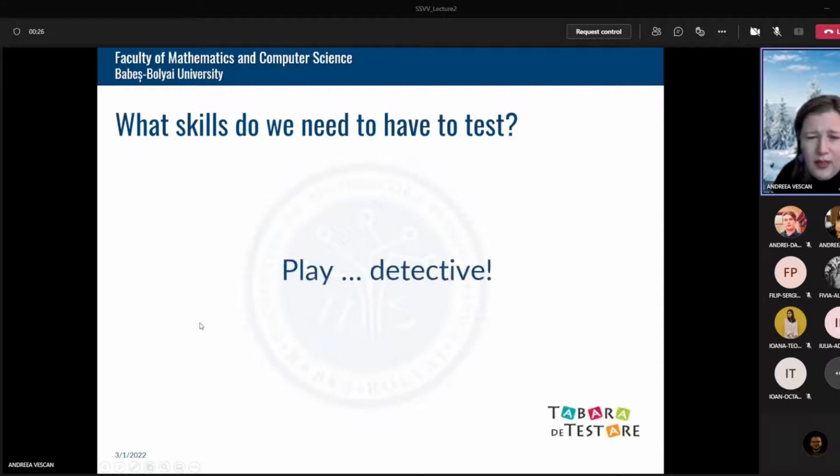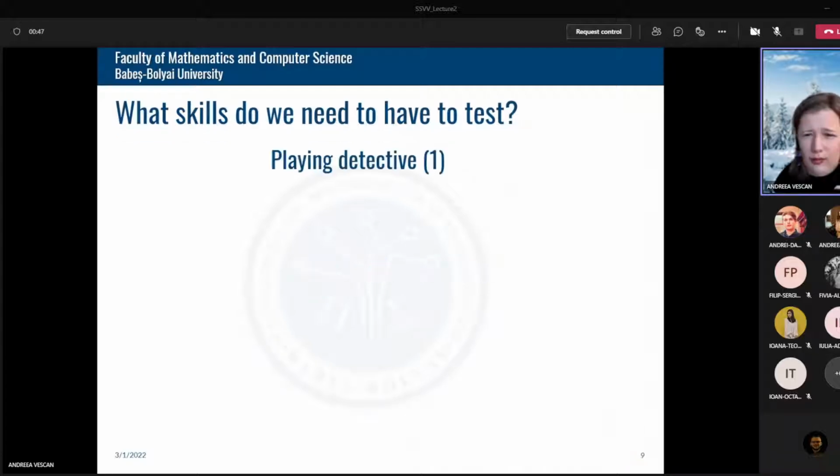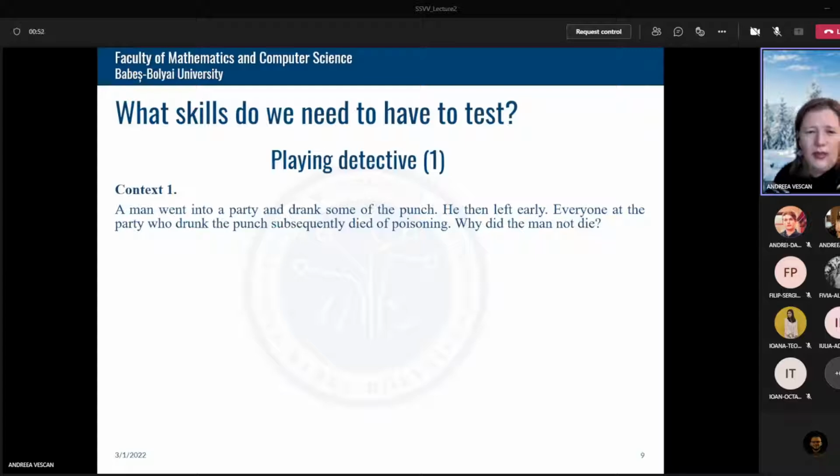Their jobs. So next we're going to play detective. There is some slide that I've prepared from the Tabula de Testare. Maybe some of you will know about that. 2016, I think. Let's identify what type of skills we need to be able to test. So we'll play detective next. I will leave you 1 minute to read the context and see if you can identify the solution for this problem.